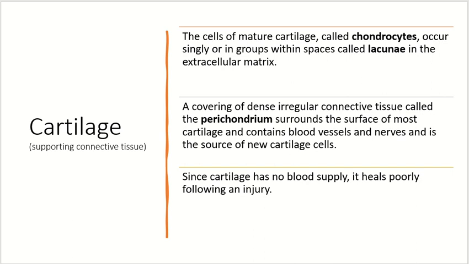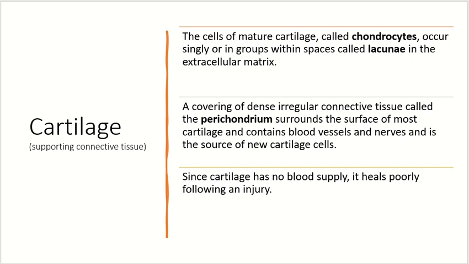So, our next type of supporting connective tissue that we have is cartilage. Cells in mature cartilage are called chondrocytes. These are going to occur either singly or within little groups that are found within these little spaces called lacunae. These are going to be spaces within the extracellular matrix. And lacuna just basically means little lake. So these are basically little hollow spaces where our little chondrocytes are going to reside.